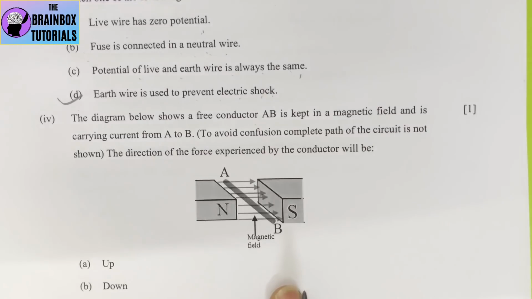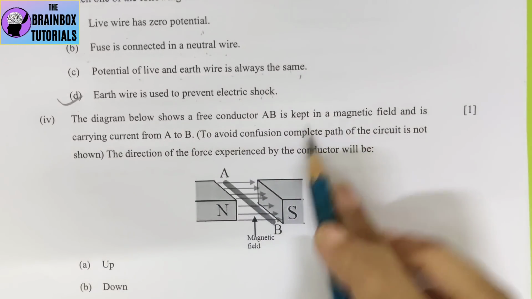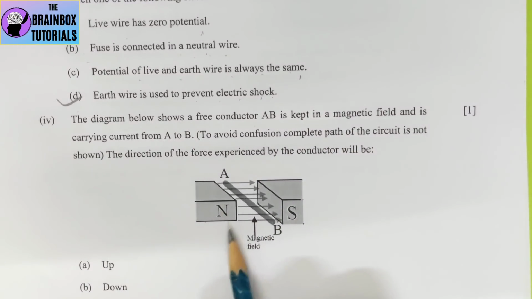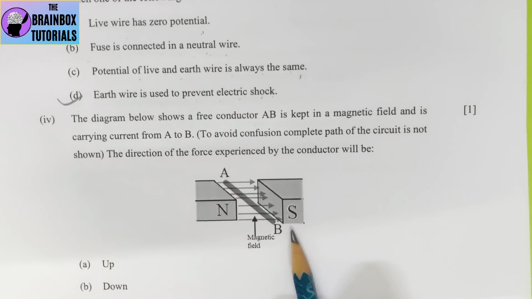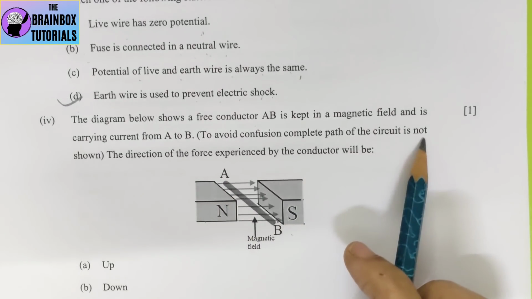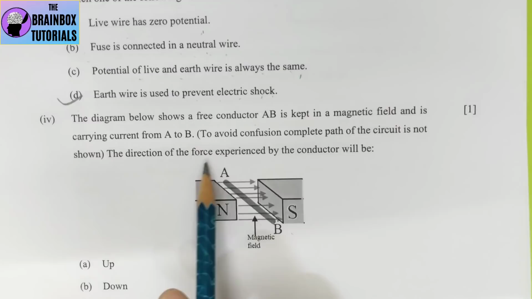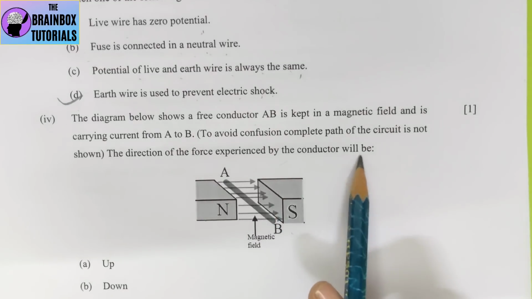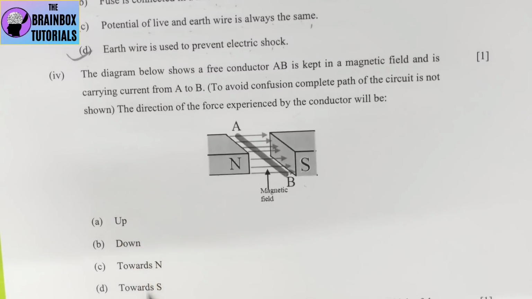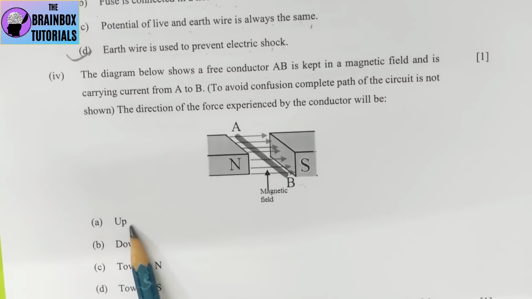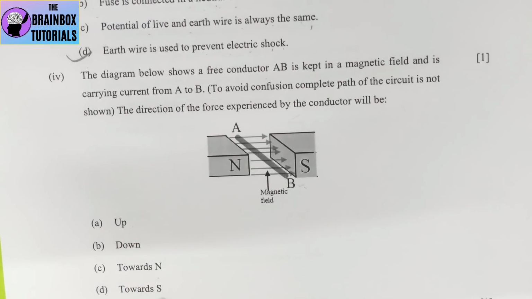Number 4, the diagram below shows a free conductor AB is kept in a magnetic field and is carrying current from A to B. To avoid confusion, complete path of the circuit is not shown. Okay, the direction of the force experienced by the conductor will be. So, we will have to choose the direction of the force on the conductor, whether the conductor will move upwards, downwards, towards north or towards south.